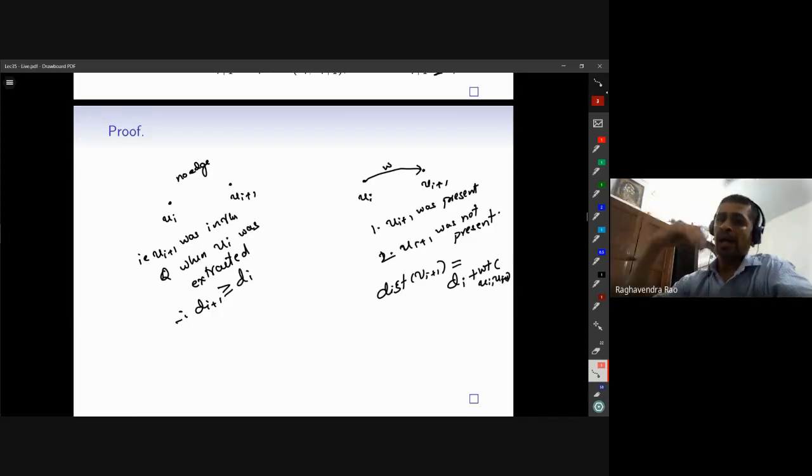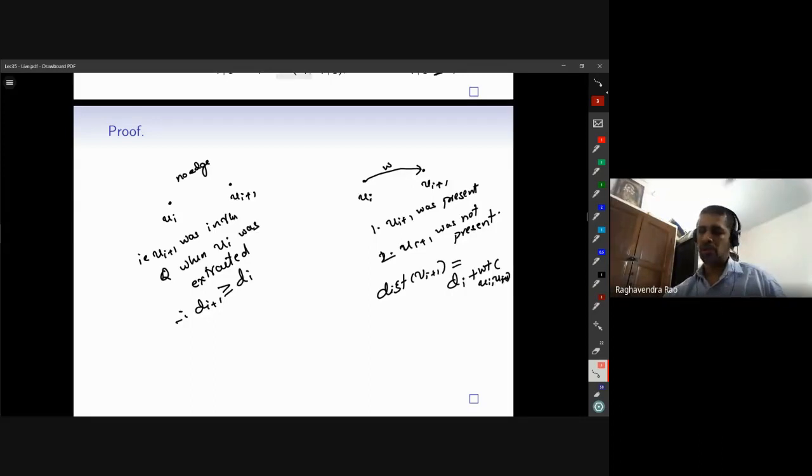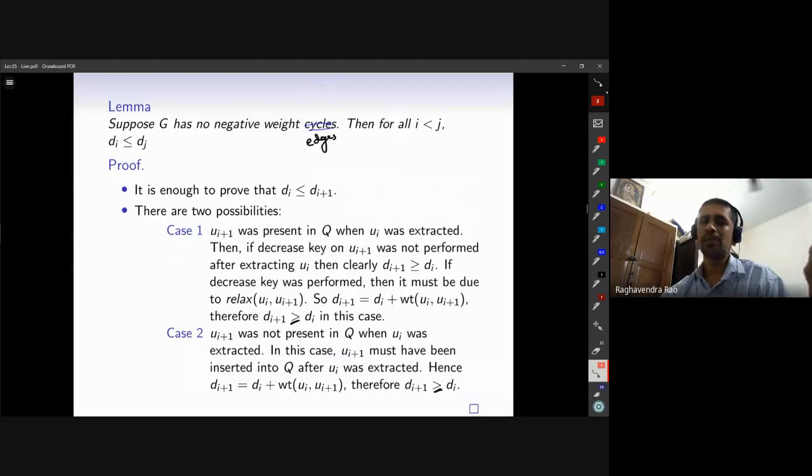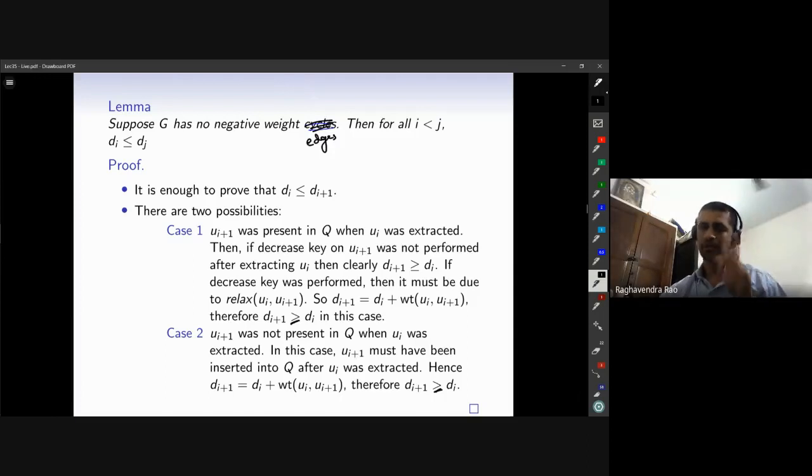Another possibility is ui plus 1 was not even present in the queue. In that case, its distance is going to be this. So in either way, we are beating it. Okay. So the same case analysis done in a slightly different way. Both are equivalent. It's essentially based on whether the edge is present or not. So the only thing I have assumed here is no negative weight edges. Not negative weight cycles. I'm not sure if you can relax this assumption to negative weight cycles. At least this argument will not go through.